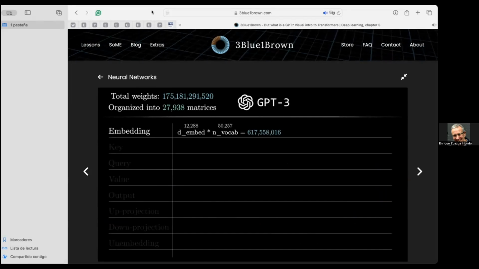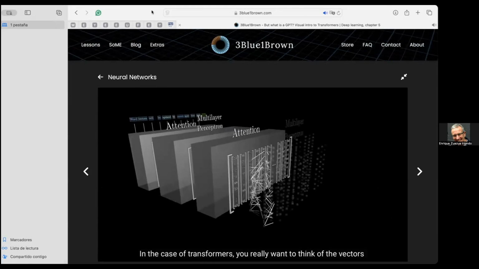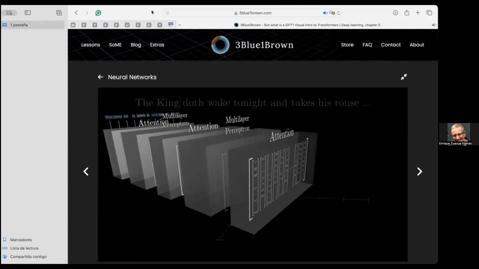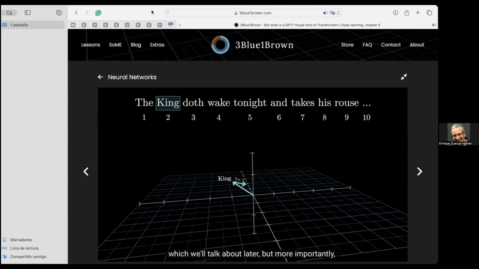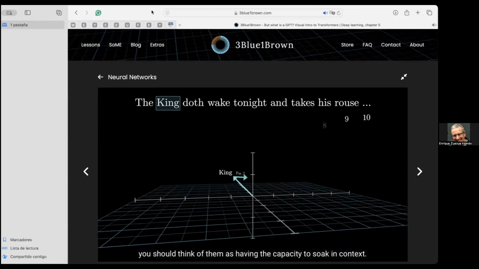175 billion. In the case of transformers, you really want to think of the vectors in this embedding space as not merely representing individual words. For one thing, they also encode information about the position of that word, which we'll talk about later. But more importantly, you should think of them as having the capacity to soak in context.